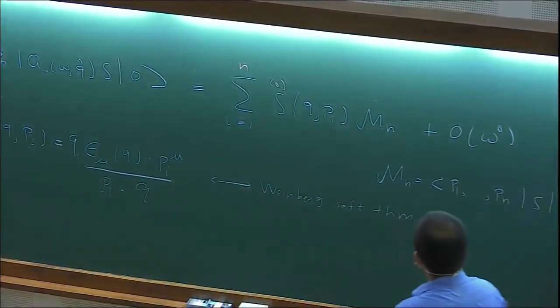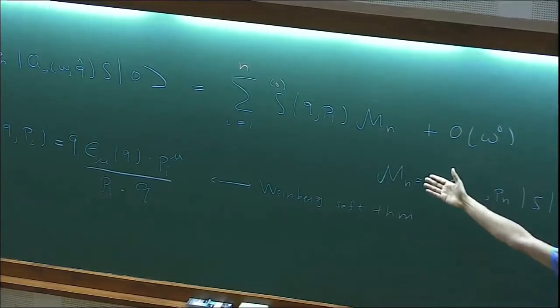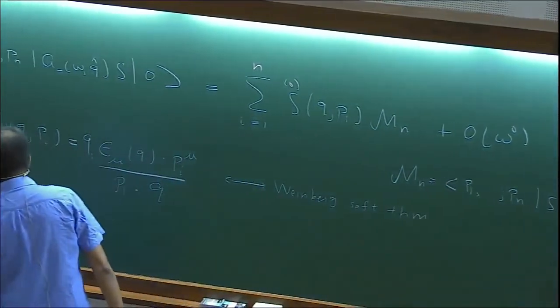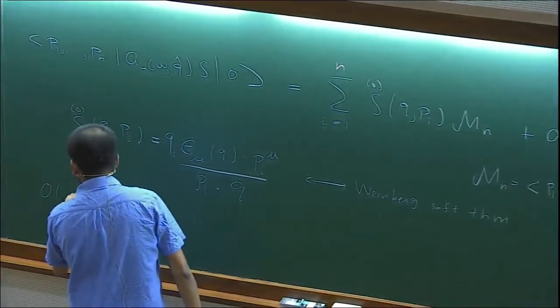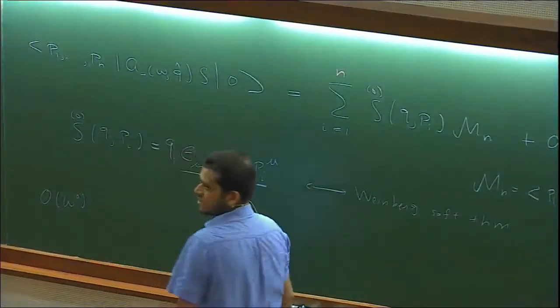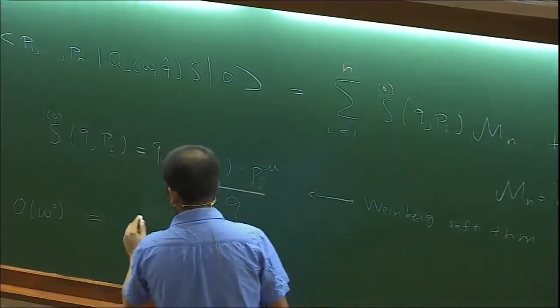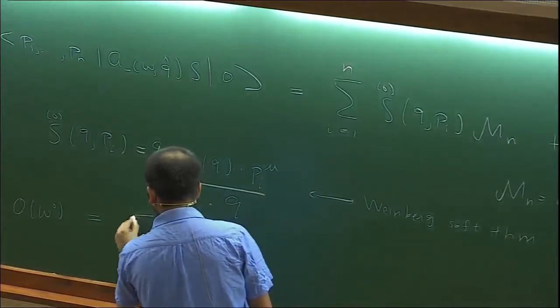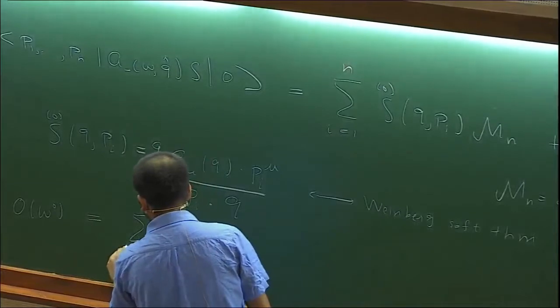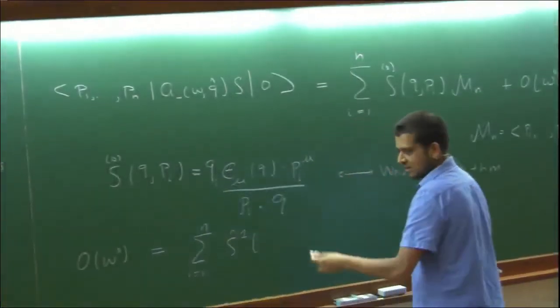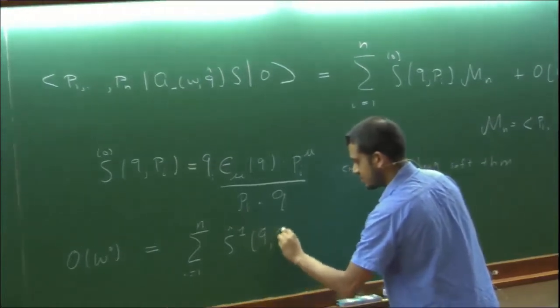But it turns out that these factorizations don't stop here. In fact, the order omega to the 0 term, for tree-level amplitudes, was also factorized by a physicist called Low a long time back. These terms are given by subleading soft factors, which I will now explain.